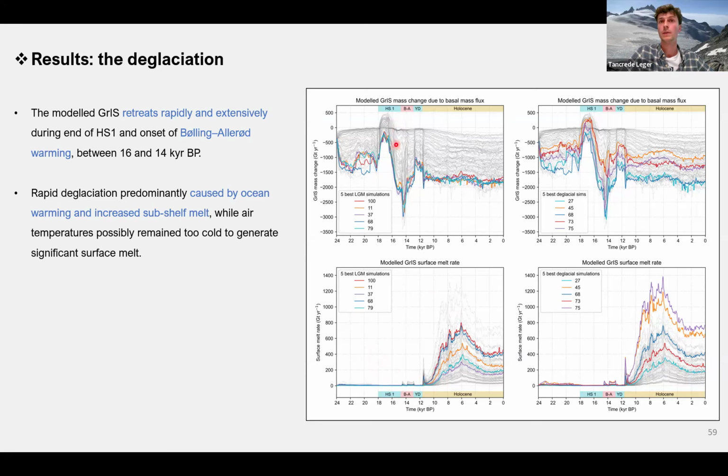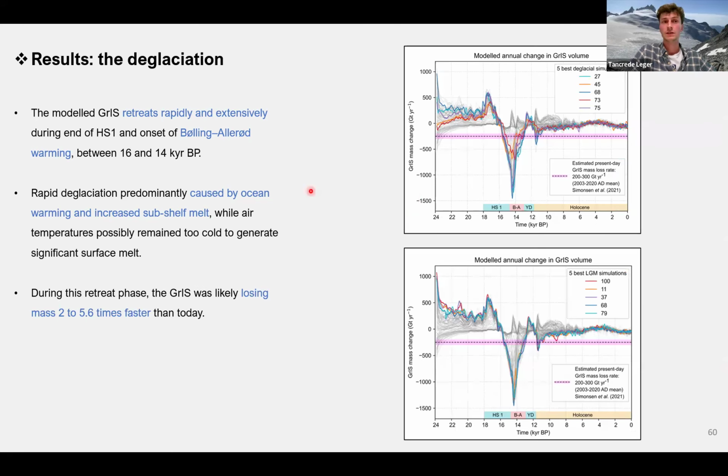However, if we look at the basal mass flux, we see really strong mass loss during the Bolling-Allerod warming, 14.5 thousand years ago. And so this shows that this extensive retreat of the ice sheet is mostly marine forced, basically, due to increased subshelf melt.